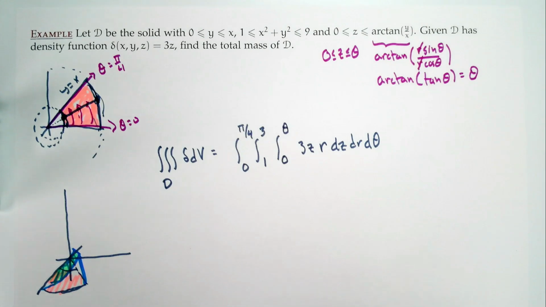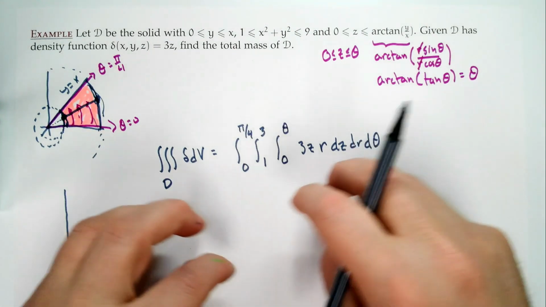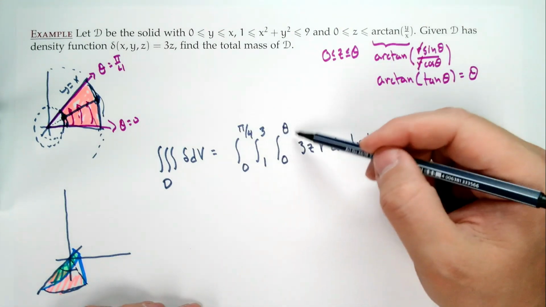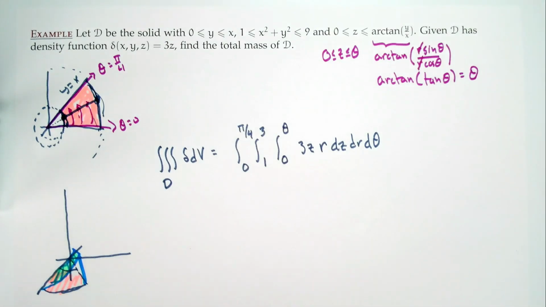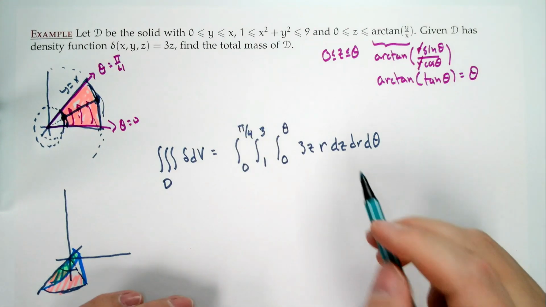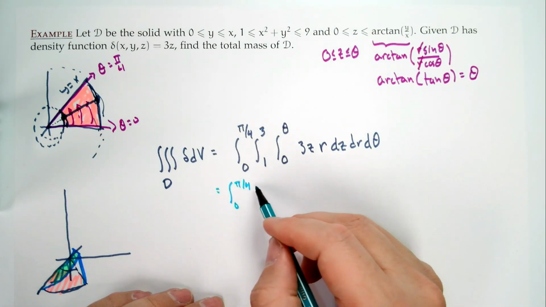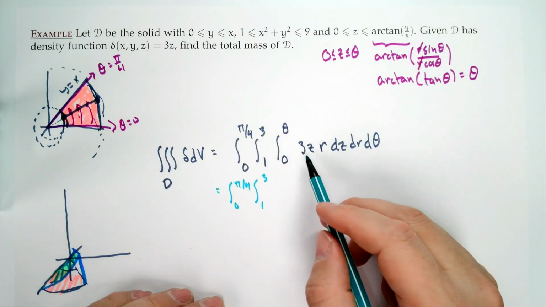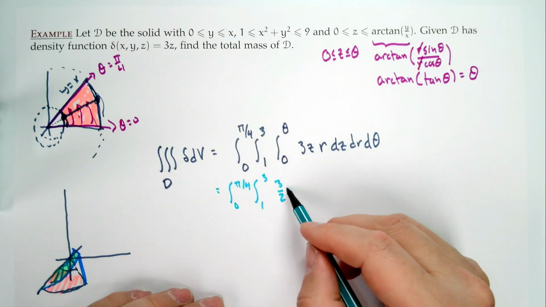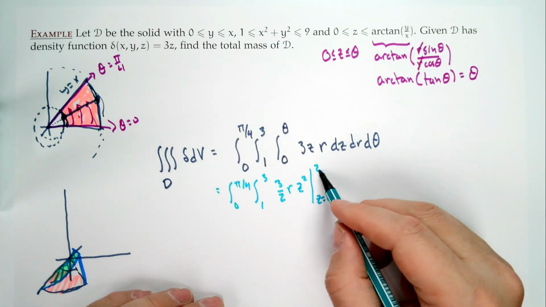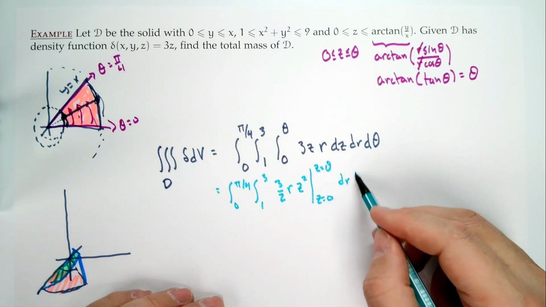Now we're ready to go. Notice I can't pull this integral apart, at least not all the way, because of the theta there. The theta is a function. You can only pull the integrals apart if there are no functions involved. That's all right. We can still do the integrals. These are nice integrals, so let's start working our way through it. First we integrate with respect to z. So this becomes integral 0 to pi fourths, integral 1 to 3, and when I integrate with respect to z, we're going to get 3 halves r z squared, evaluated from z equals 0 to z equals theta, dr d theta.